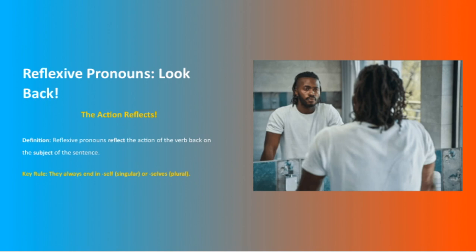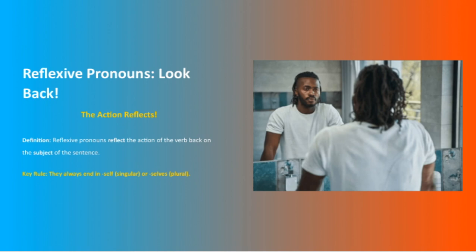Well, they are words that reflect the action of the verb back onto the subject of the sentence. In other words, the action is happening to the same person or thing that is doing the action. That's why we say the action reflects. These pronouns are like looking in a mirror. They look back at the subject.